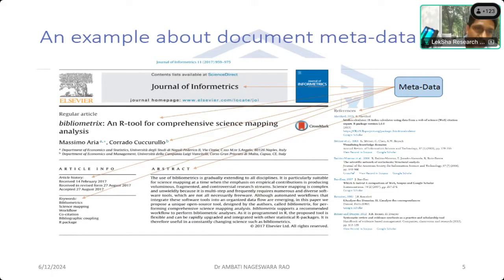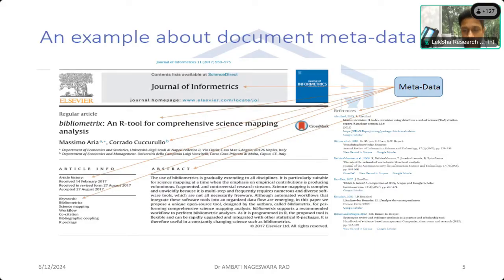What is meant by metadata? Let's take, for example, this particular slide right now. The title of the article is Bibliometrix, an R tool for comprehensive science mapping analysis. Tomorrow we are going to use the R tool, BiblioShiny. Now this is the title of the article. Who are the scholars? Who was the first author, second author? The title of the journal is Journal of Informetrics. Who was the publisher? Elsevier. When was it published, which year, what are the keywords of the author, what is the abstract? So we are dealing with the metadata.